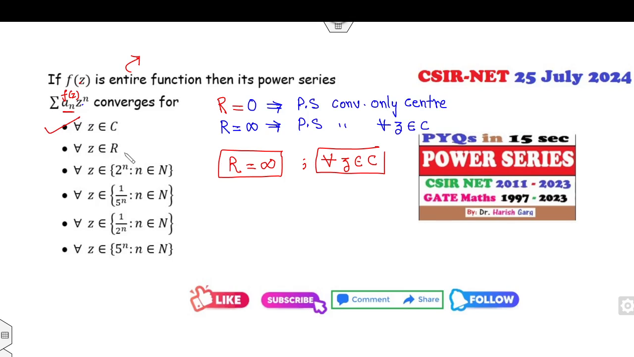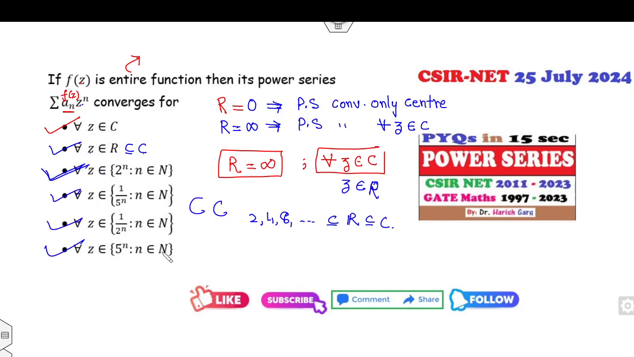Now since z belongs to R, R is a subset of C. So definitely it also converges on R. Now 2 raised to power n, that is 2, 4, 8, 16 and so on. Again, this is a subset of R, which is a subset of C. Yes, it is also true. And you can see all are subsets of C. Hence, the power series is convergent for all of these.